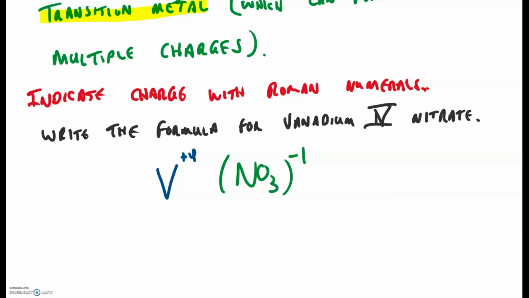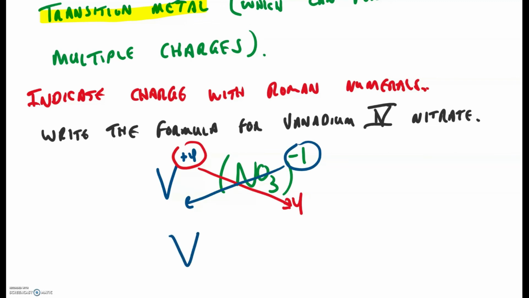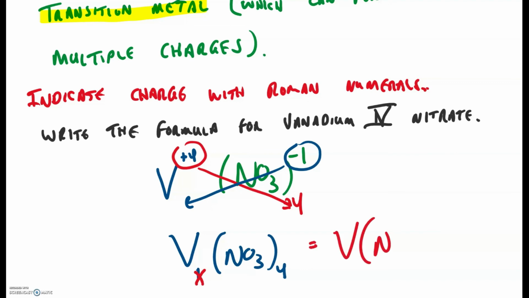So let's do our drop and swap. We're going to take our +4. We'll drop the charges and put it down here. We'll take our -1. We'll drop the charge and put it down here. So our formula is V1(NO3)4. But we don't need the 1. It's superfluous. And so our answer for vanadium 4 nitrate looks like this.